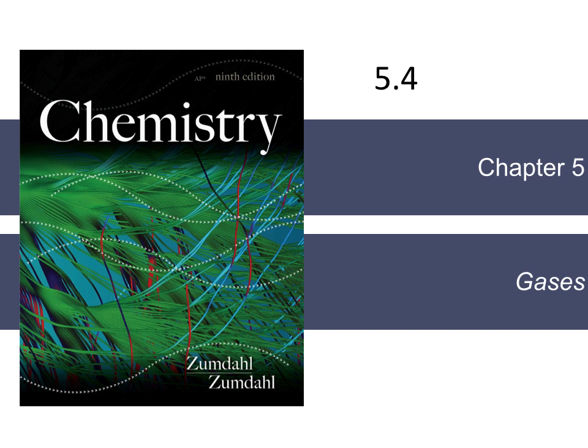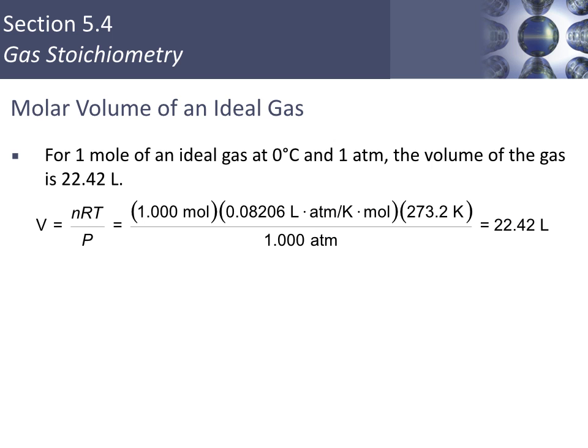Section 5.4 in Chapter 5 deals with gas stoichiometry, no different than any other stoichiometry that we've done before, just adds one slight new thing that I actually think you guys had last year. So, molar volume of an ideal gas. This is something that is important for you to know.